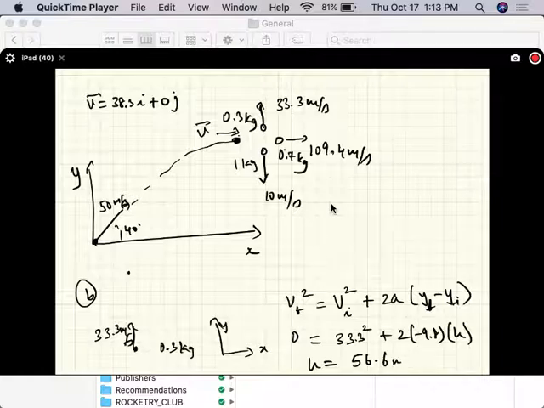.6 meters. So what we just solved for is this piece will rise 56 meters above the explosion point. Okay.